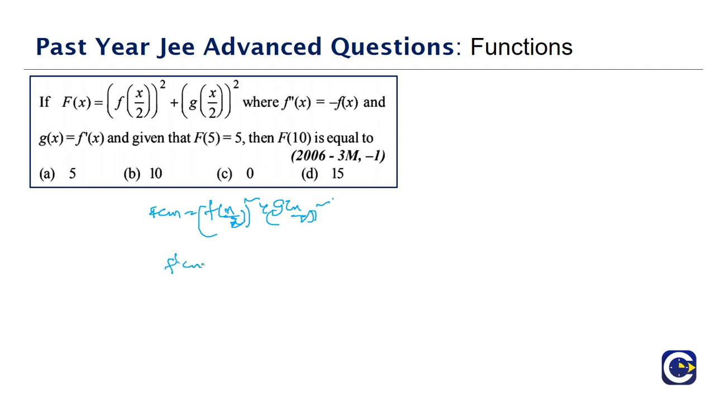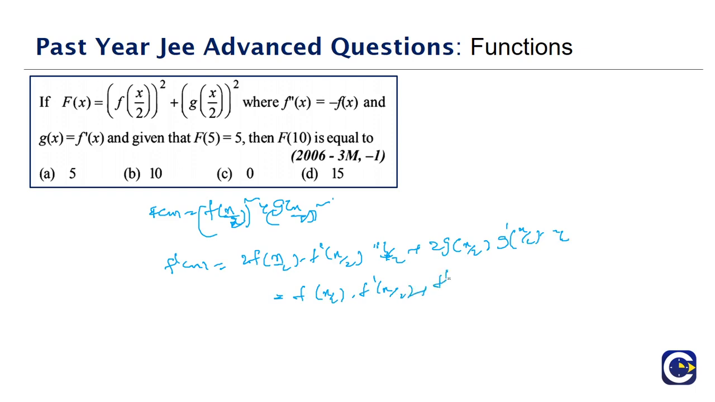So f dash of x is nothing but 2 into f of x by 2 into f dash of x by 2 into half, plus 2 into g of x by 2 into g dash of x by 2 into half. So this is nothing but f of x by 2 into f dash of x by 2 plus f dash of x by 2 into f double dash of x by 2 if you differentiate again, because they gave g of x is equal to f dash of x.